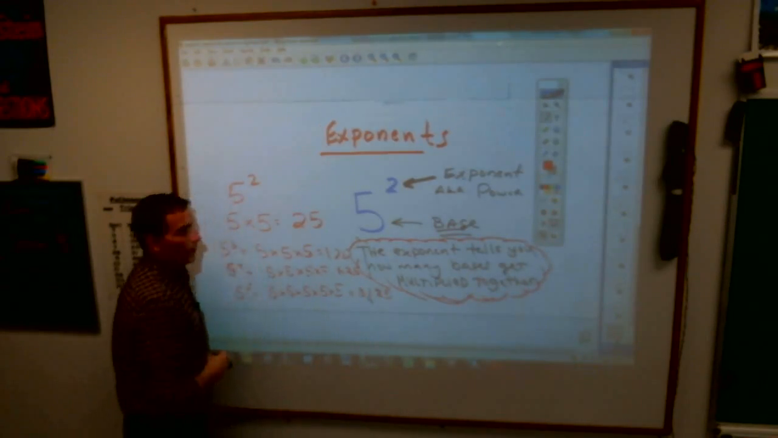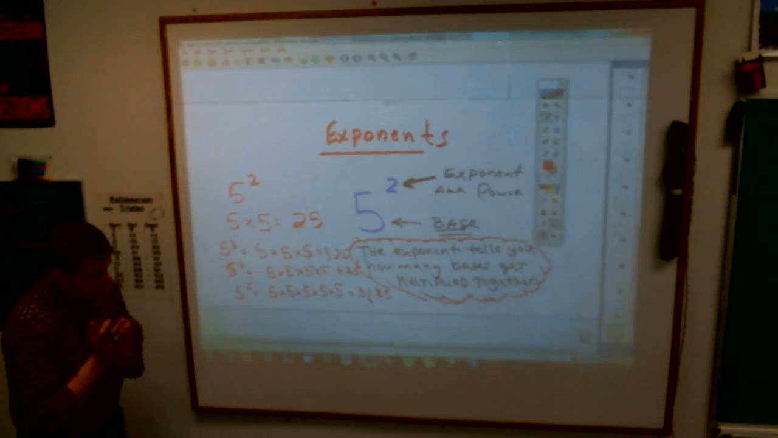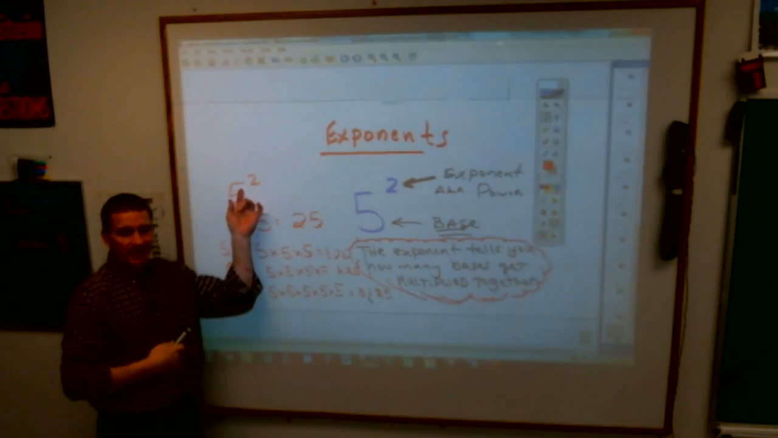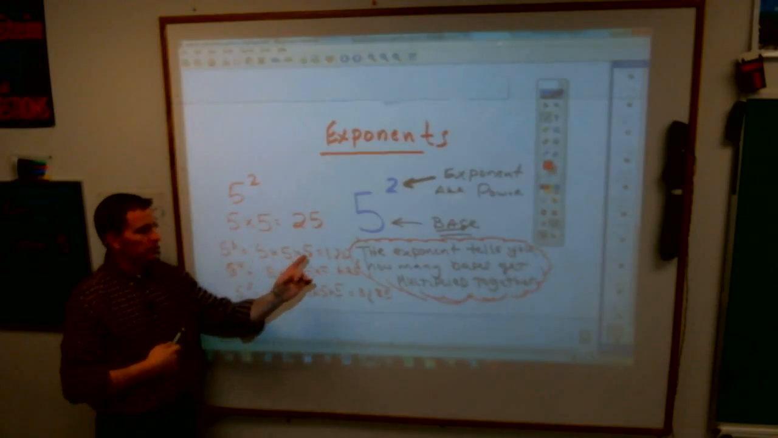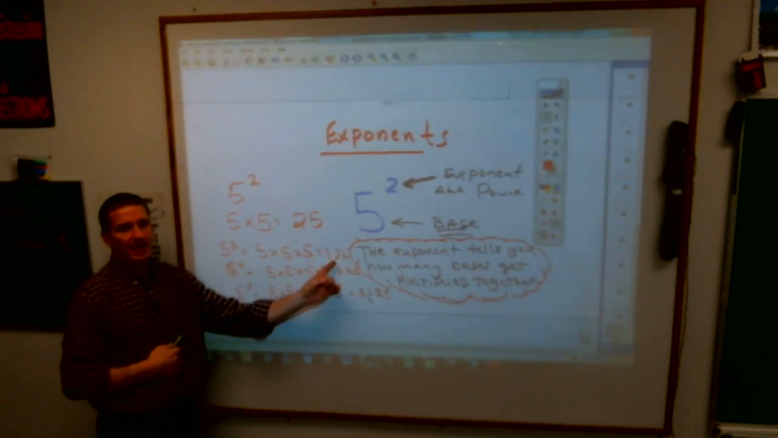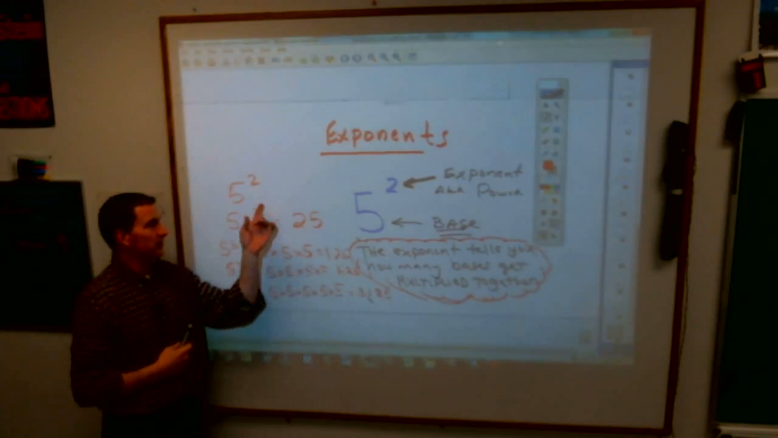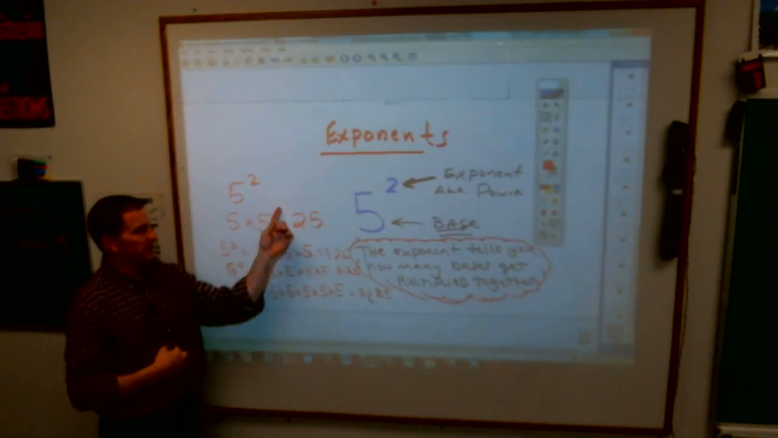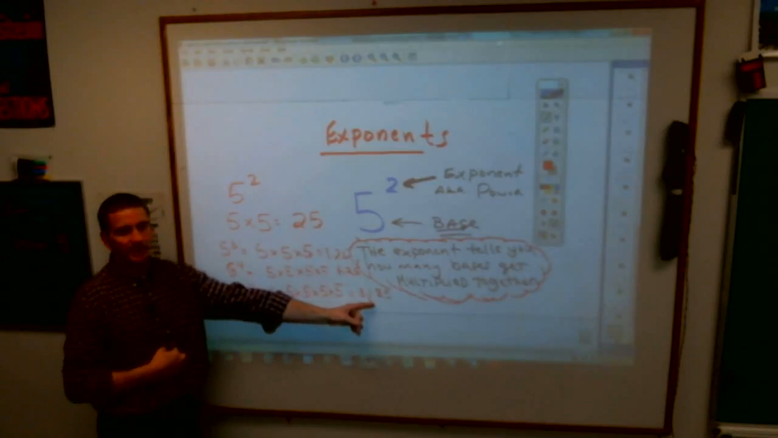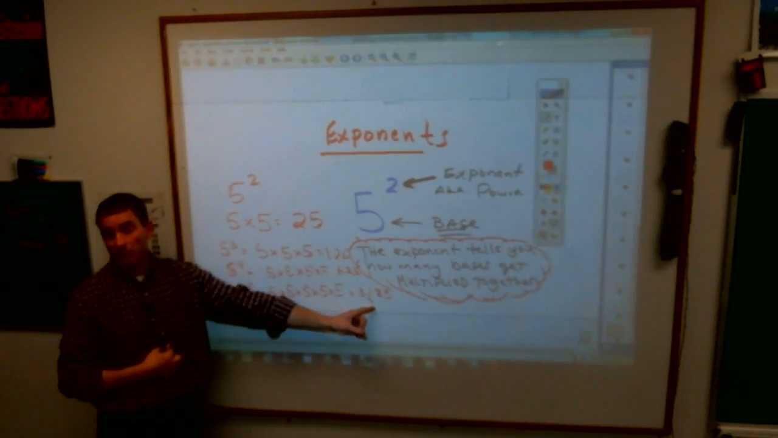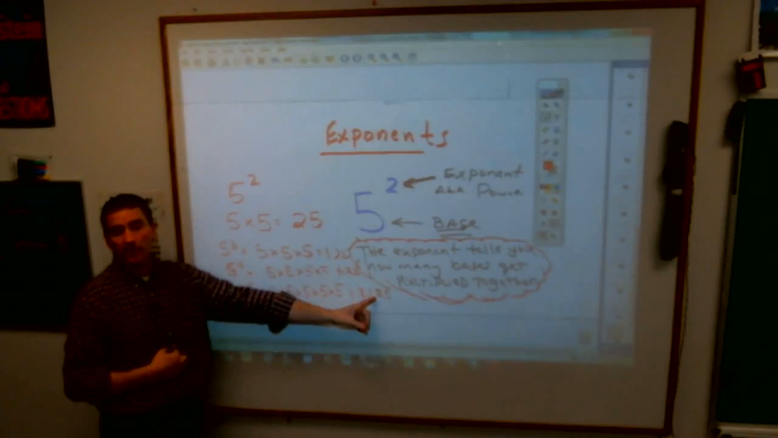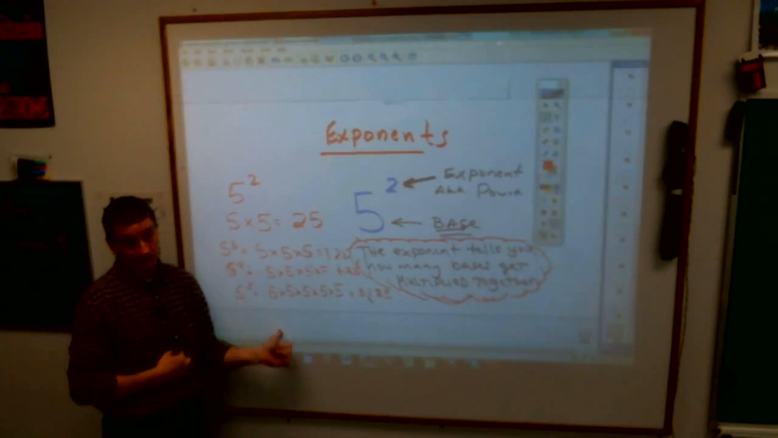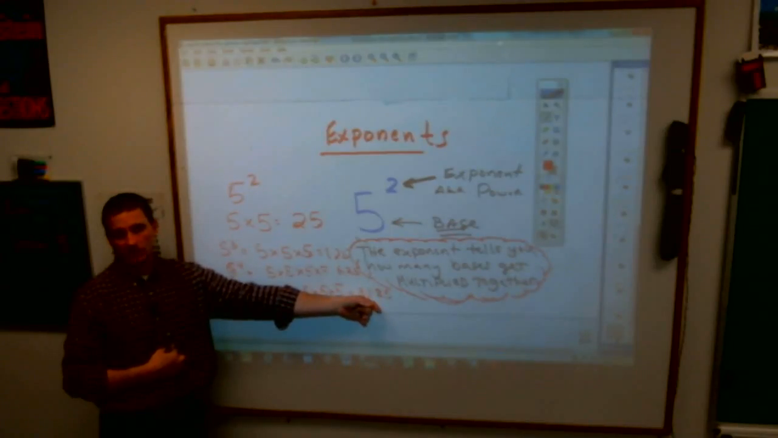Now, what you'll notice, people, and maybe you can see this, is that as these exponents get bigger, your numbers get bigger a lot faster. In other words, I went from 5 to the second power to 5 to the fifth power, and this thing went from 25 all the way up to 3,000. And the next one, if I did 5 to the sixth power, it's going to be in the 15,000 range. If I did 5 to the seventh power, it's going to be in the 75,000 range.